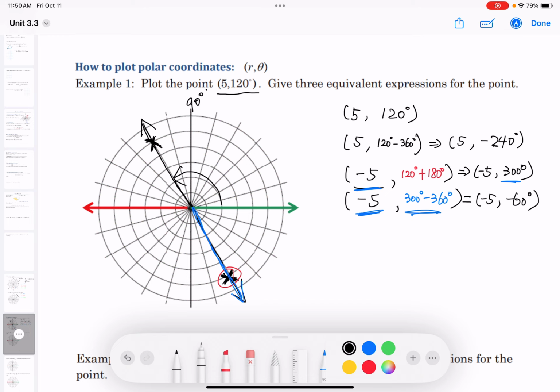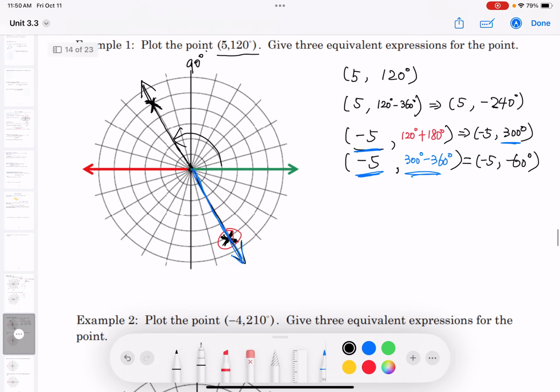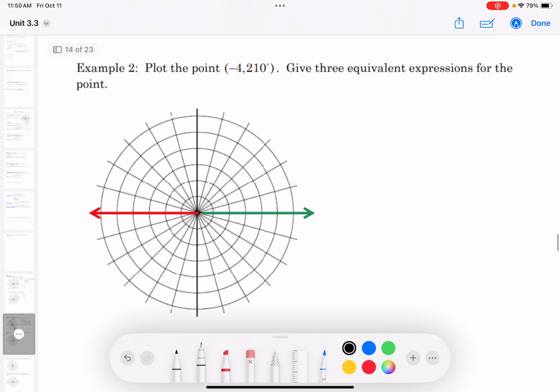If you feel it's confusing, let's practice more examples. Okay, let's see example 2. Plot a point given 3 equivalent expressions for the point. Okay, first, I need to find where the point is. So this is 0, 90, 180, and 270 degrees. And the angle is 210 degrees. So I need to find where my 210 is. Here.